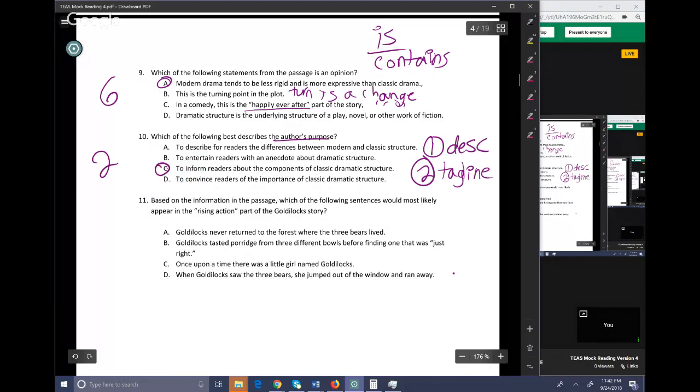So you're going to notice that we want components of classic dramatic structure. We also want inform or explain. So we're good there. Based on the information in the passage, which of the following sentences would most likely appear in the rising action part of Goldilocks? Hopefully you're familiar with Goldilocks. That would be the porridge part.